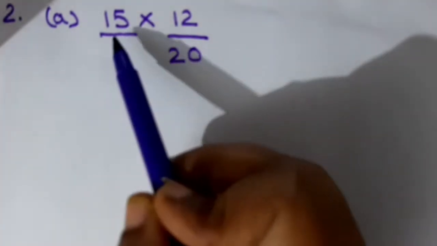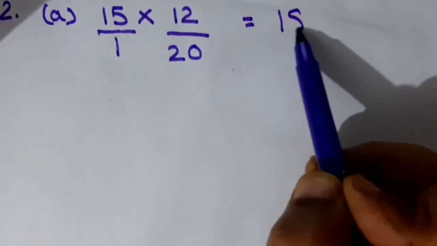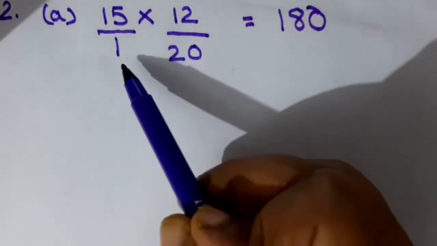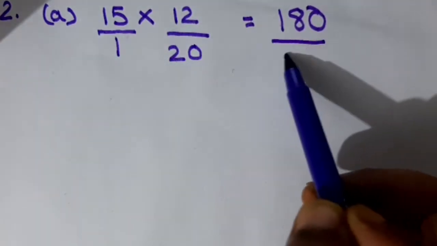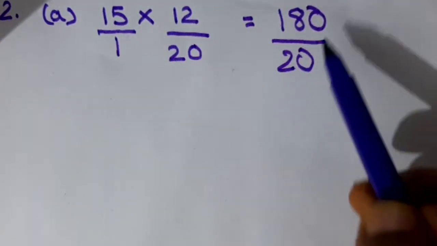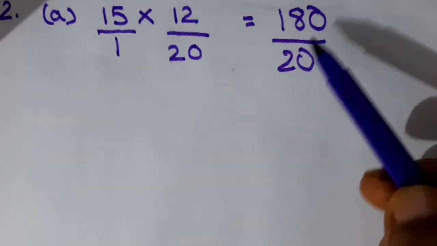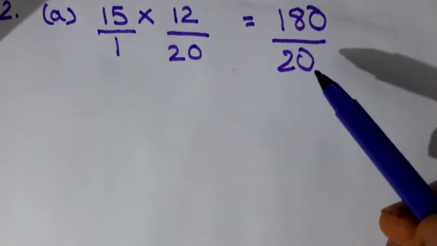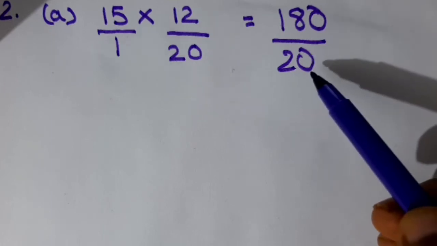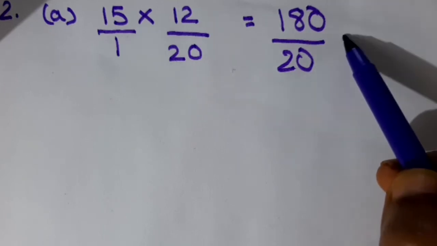One method is you can multiply 15 and 12 separately. See, 15 multiplied by 12 is 180. 1 multiplied by 20 is 20. Now you have to reduce it into the lowest form. What you can do is find the HCF of these two numbers. HCF of 20 and 180 is 20.